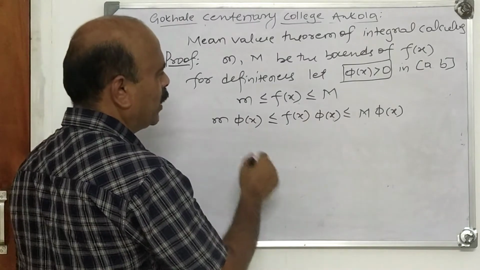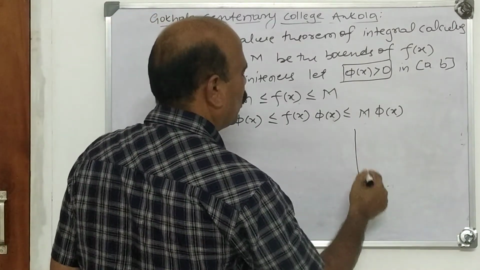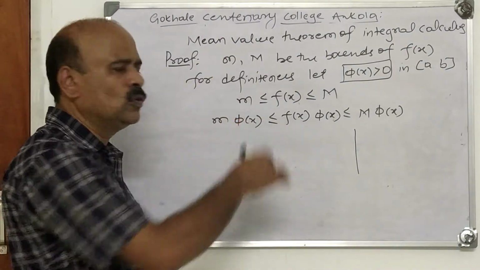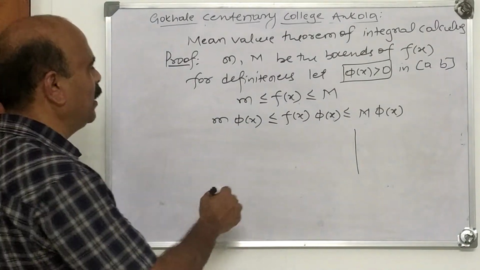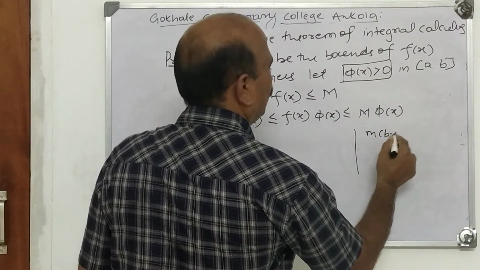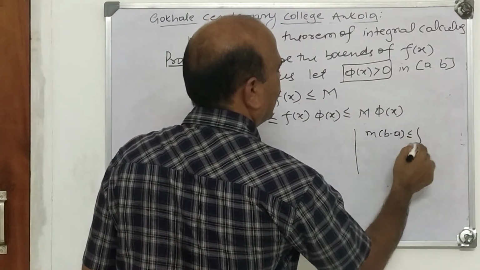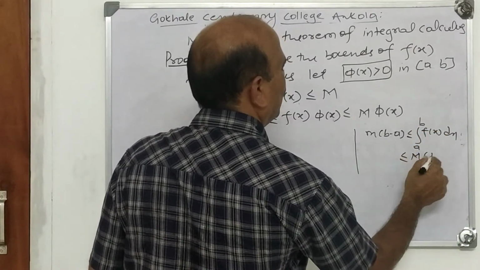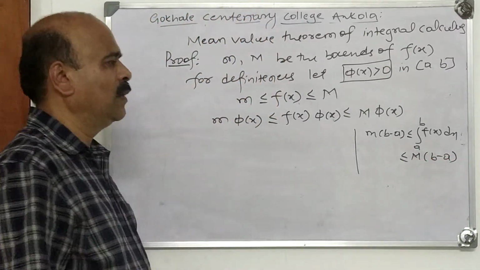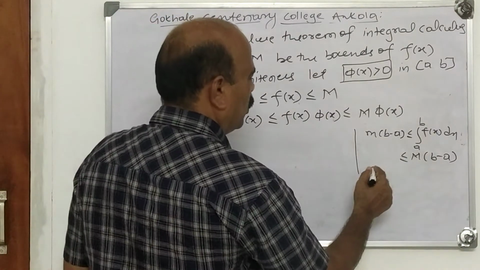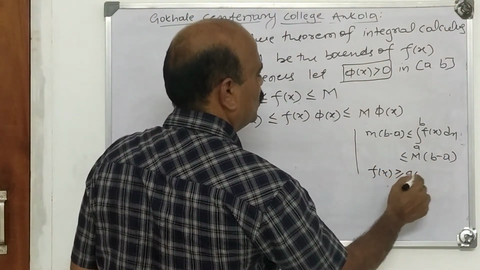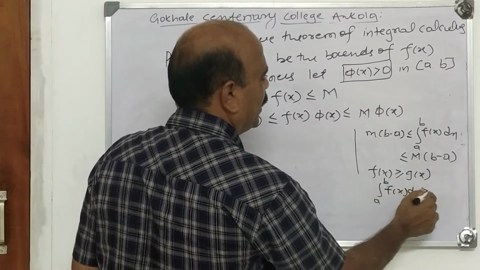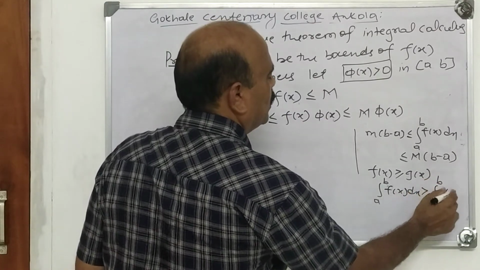Now we use one corollary here. What is the corollary? The corollary of that inequality of definite integrals. What is the inequality? m·(b − a) is less than or equal to the integral from a to b of f(x) dx, which is less than or equal to capital M·(b − a). Now the corollary is, if f(x) is greater than or equal to g(x), then the integral from a to b of f(x) dx is greater than or equal to the integral from a to b of g(x) dx.